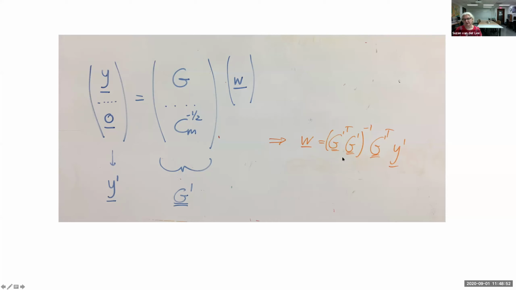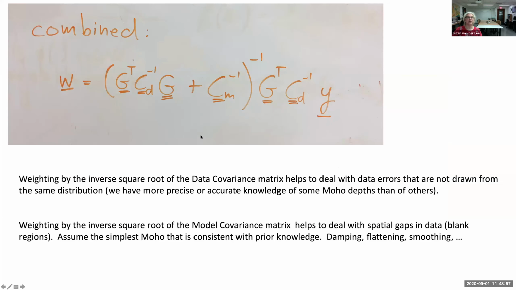And again, we have this solution that we're now familiar with. And when you combine the two, this is what it amounts to eventually. Here we have the data covariance matrix wedged between the G transpose and the G, the model covariance matrix, or the inverse of it, is added before we take the inverse, and the data are also weighted by the inverse variance of the data itself. So this is our most formal estimate of the deviations of MOHO depth by using this inverse method.